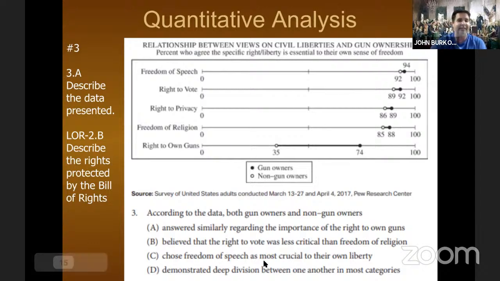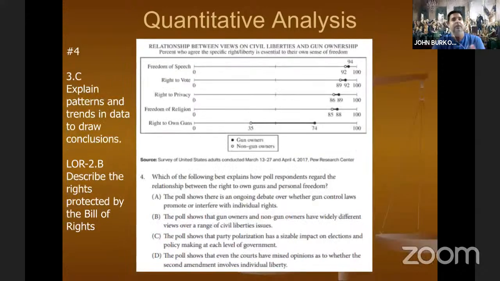And then we look at D, demonstrated deep division between one another in most categories. This is why I think they're so easy, because when you're describing this data, there's only going to be one correct answer. There's that one true. This is where true actually comes into play. So quantitative analysis can be some of the easiest questions. Now, that was easy. Now they're asking you to explain. Oh no, not explain, not the hard one. No, not the how and the why.